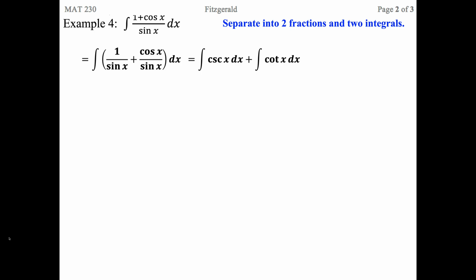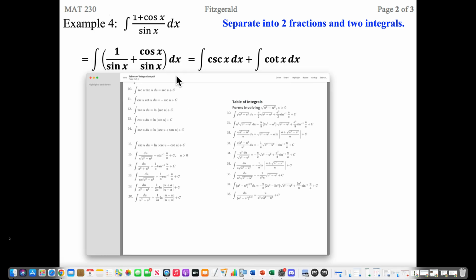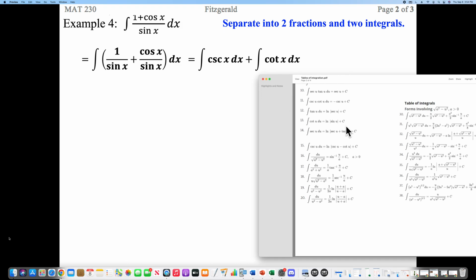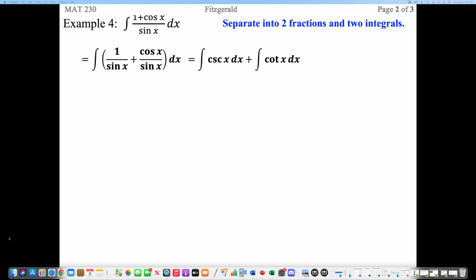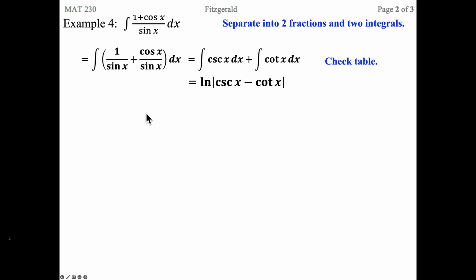Next, if you don't recall, we'll go over to our table. Cosecant of x, I believe there it is, number 15. So that'll be the natural log of the absolute value of cosecant x minus cotangent of x, close it up, plus c, and the integral of cotangent is the natural log of sine of x plus c. So stealing those off of our integration table, there's our first one, there's our second one with our plus c.